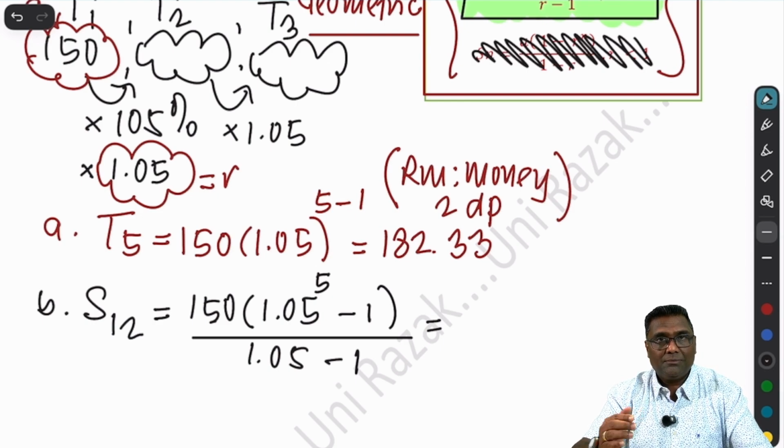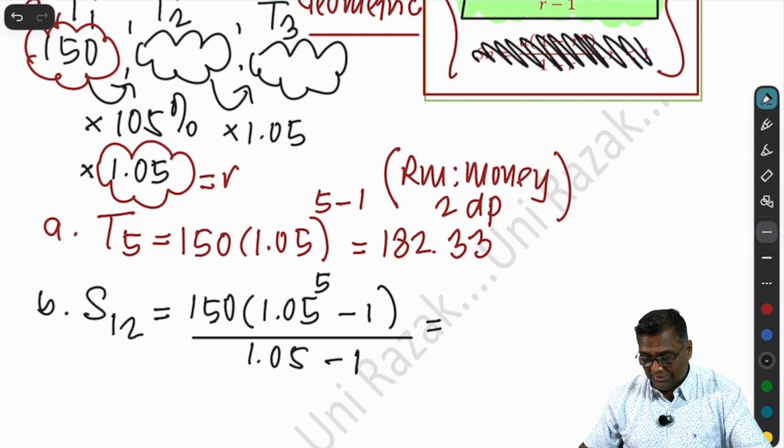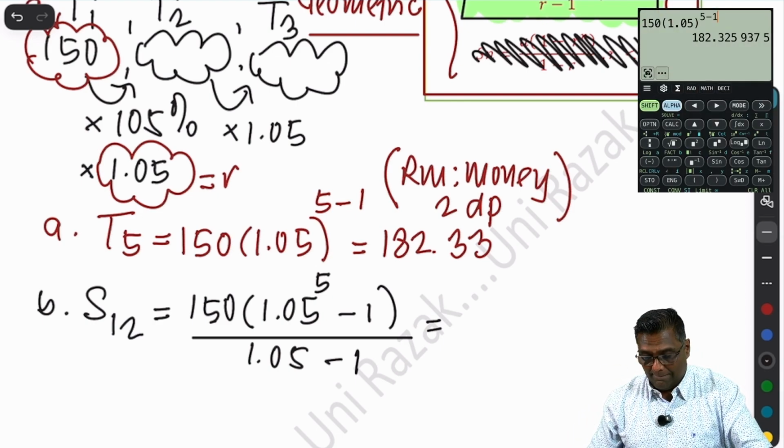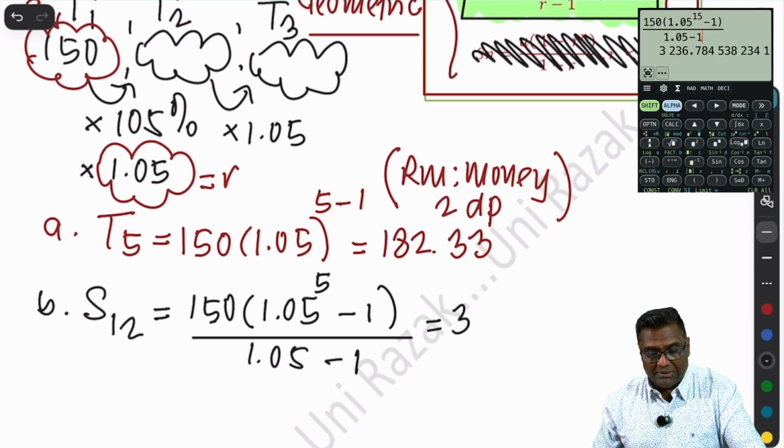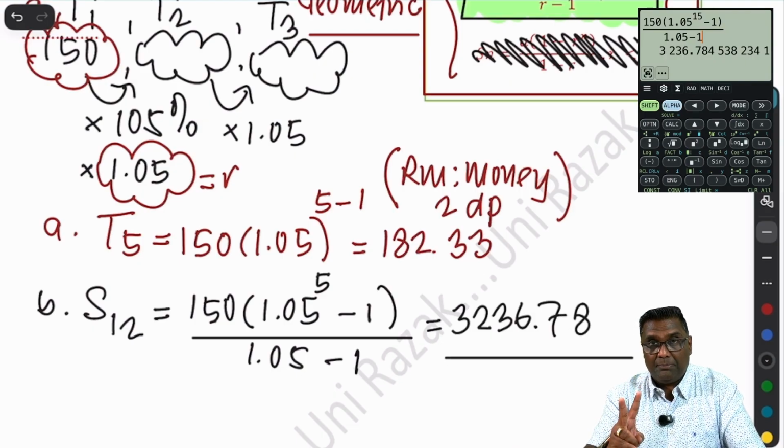Who's the hero? The calculator is the hero. So let's bring the hero into the picture. Fraction 150, 1.05 to the power of 15 minus 1. Close the bracket, bring it down. 1.05 minus 1. I already have the total saving, 3236.78 to 2 decimal places for money. Done on geometric.